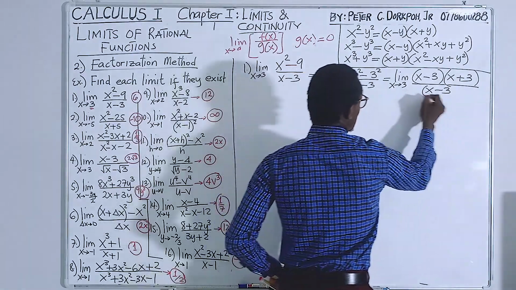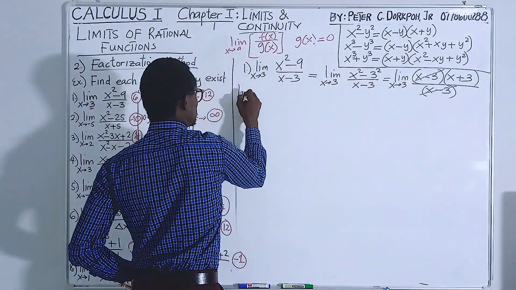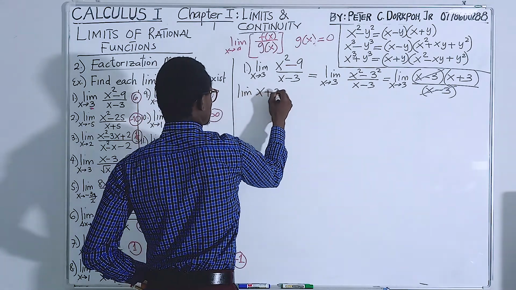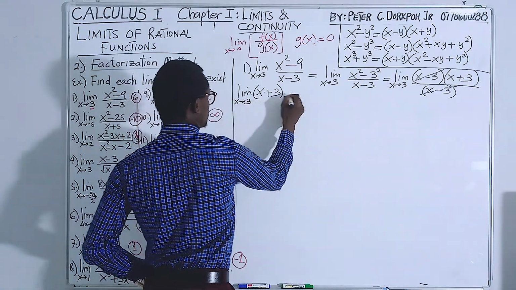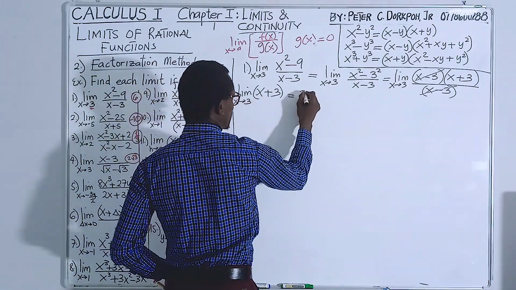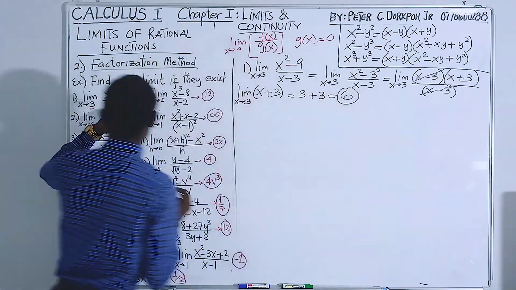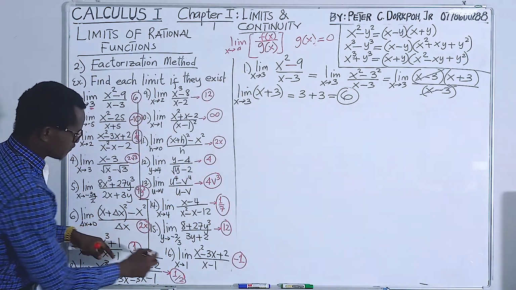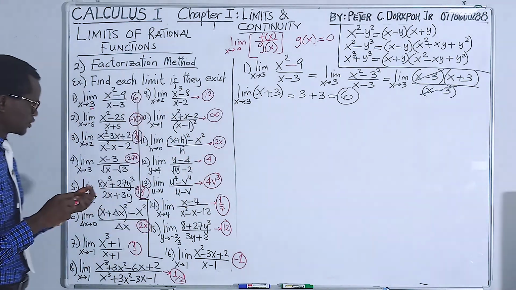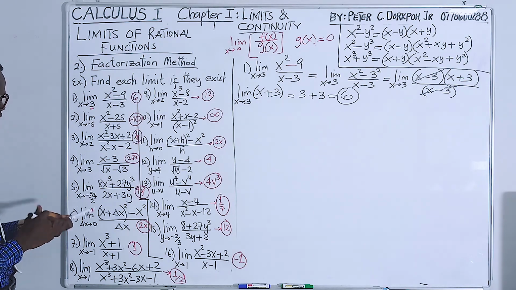So what happens? x minus 3 and x minus 3 go out. You are just left with the limit of x plus 3 as x is approaching positive 3. When you directly apply the limit, now you have 3 plus 3 is equal to 6. So we got the first answer. Now all of these expressions in red that have been circled are the answers. We'll solve some of them, and the ones that we will not solve, you will practice.